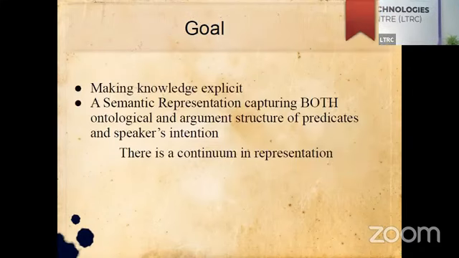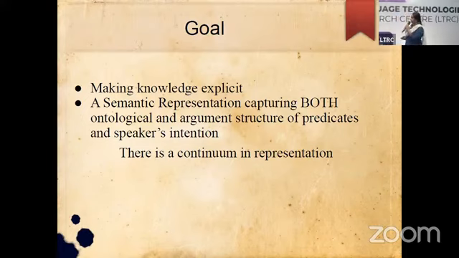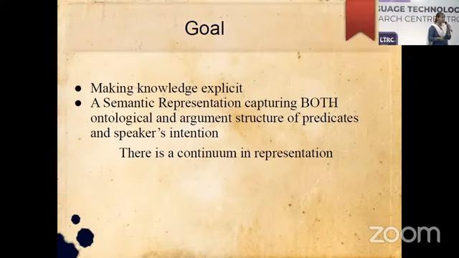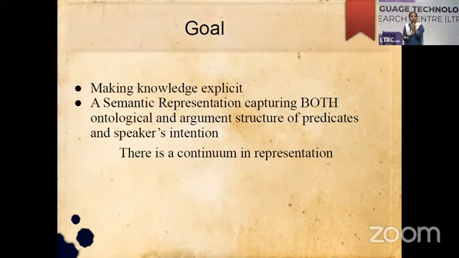So what we understood is that universal semantic grammar has 2 goals. One, making knowledge explicit, and second, a semantic representation capturing both the ontological and argument structure of predicates and the speaker's intention. Semantic representation in this case is modeled on the basis of universal semantic grammar. So we have designed a universal semantic representation, which is computationally tractable, based on the principles of universal semantic grammar, where we are trying to capture both the ontological and argument structure of the predicates as well as the speaker's intention.